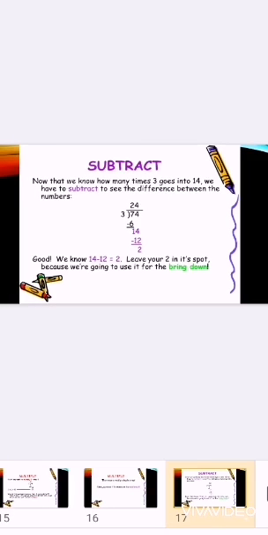Now that we know how many times 3 goes into 14, we have to subtract to see the difference between the numbers. We know that 14 subtract 12 is 2. Leave your 2 in its spot because we are going to use it for the bring down process. When you bring down, you are moving the next part of your dividend into your workspace. But wait, there's nothing to bring down. It's okay since there are no more numbers in your dividend to be added into your workspace, so you're almost done.